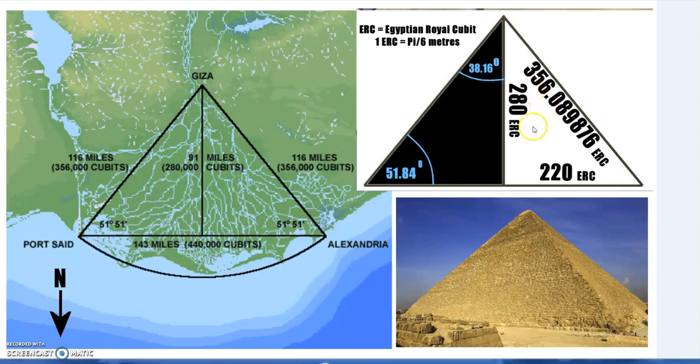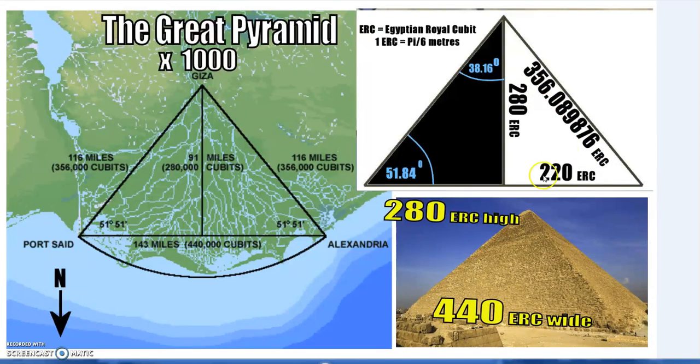And so we have the Great Pyramid, and there we see the angles. So for instance, 38.16 and 51.84, that would naturally be a 90-degree angle. Now, the half base being 220 Egyptian royal cubits, or 440 Egyptian royal cubits for the whole width, and 280 Egyptian royal cubits high. So what they've done in this projection is simply multiplied the size of the Great Pyramid times 1,000 to get 280,000 cubits as the height, or 440,000 cubits as the width.